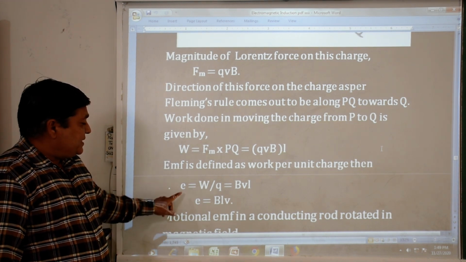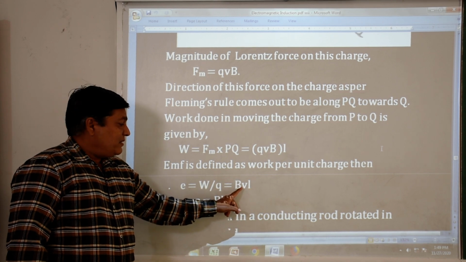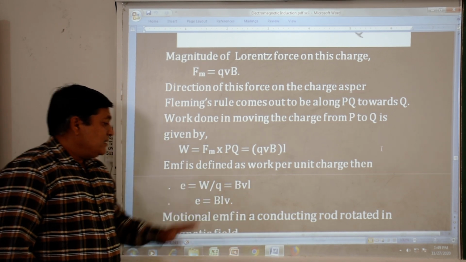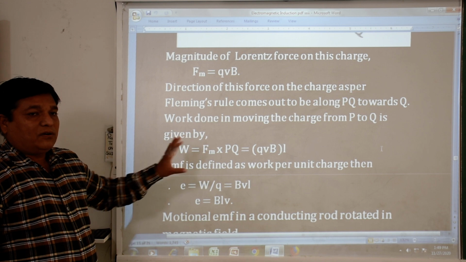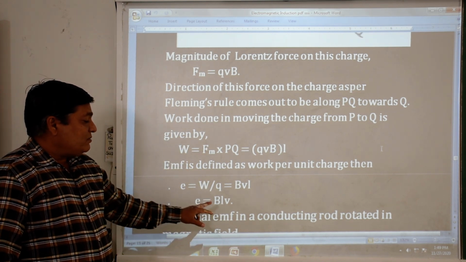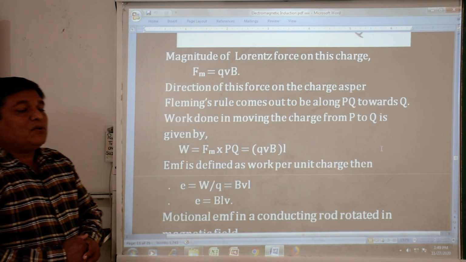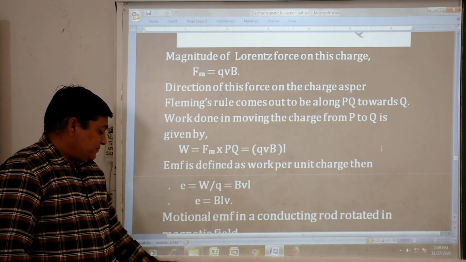So we can say that E is equal to W, with length of the conductor, velocity and magnetic field. So the induced EMF or motional EMF expression will be E is equal to BLV. This is the required expression for the motional EMF in a conductor.